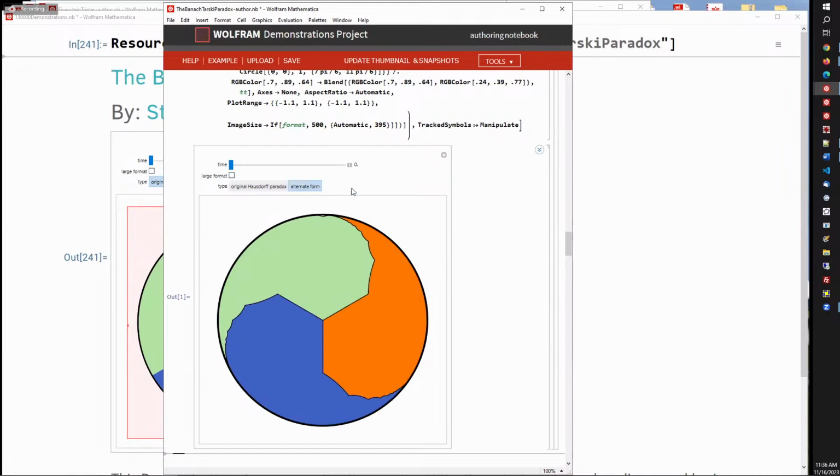And here's an alternative form. You start with this triplet, and as you move in time, you get 2 parts instead. So this is an illustration of the Banach-Tarski paradox.